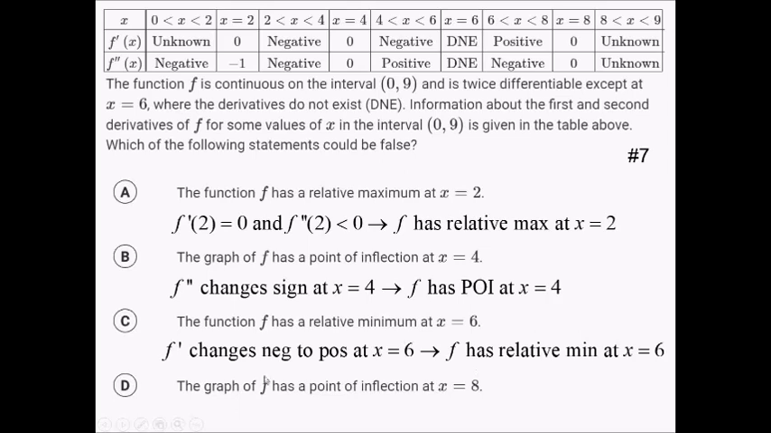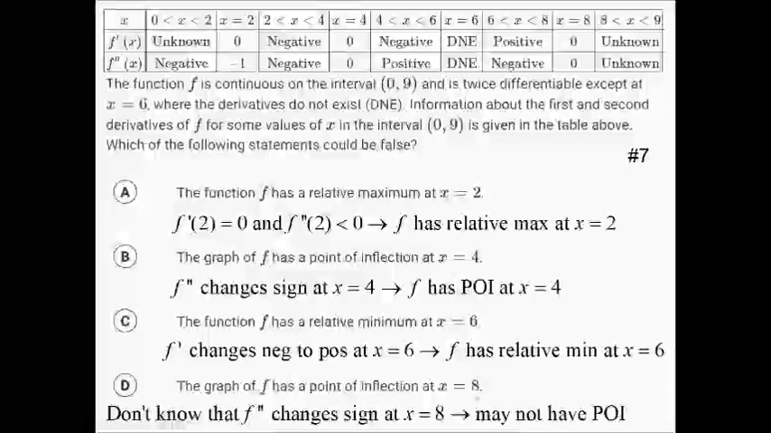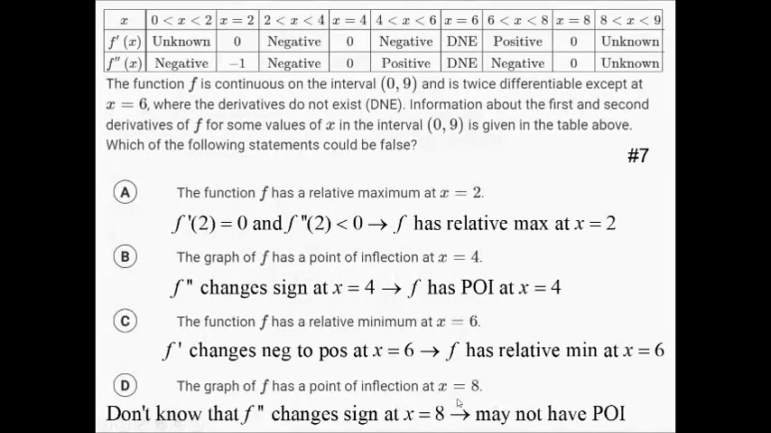Finally, it's looking like D is the only one that hasn't been proven to be true. The graph of f has a point of inflection at x equals 8. We do have f double prime of 8 being 0, which is good, but whether it changes sign, we don't know. This is an issue. Since we don't know that f double prime changes sign at x equals 8, we may not have a point of inflection there. Or we may, but we can't prove it. That's really what this question is getting at: what statement could be false. So that would be choice D.